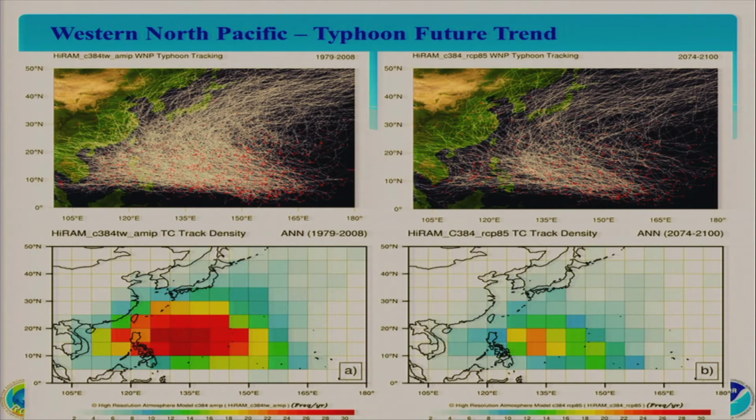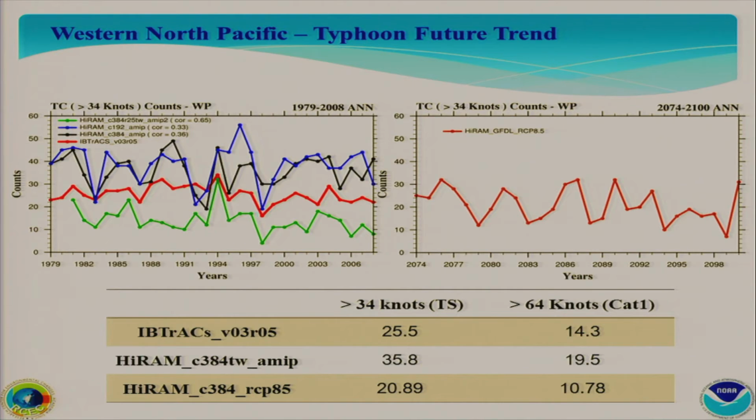And in the future experiment, the time slice experiment, this is the density. You can see the typhoons are fewer in our future projection. But comparing to the current climate simulation, the numbers are less, but the percentage of the stronger hurricanes is higher than in the current climate. That means in our future projection experiment, the model tends to produce stronger but fewer hurricanes.